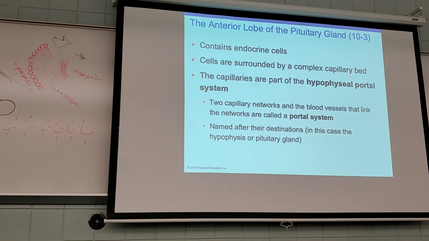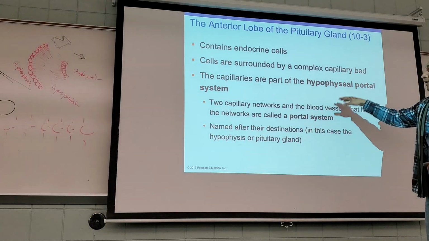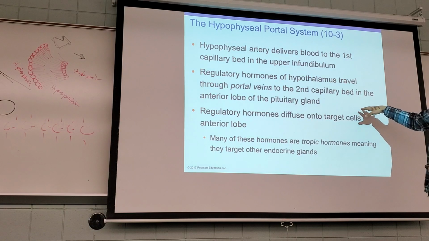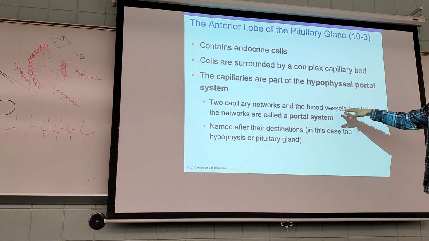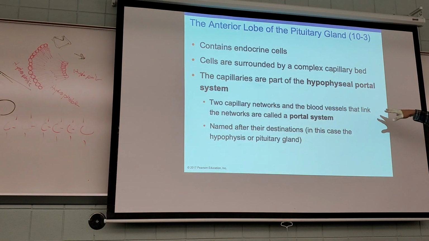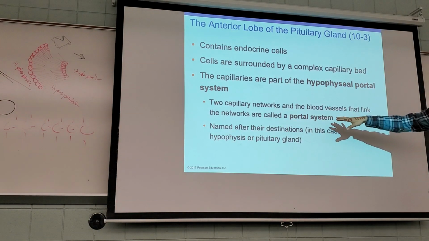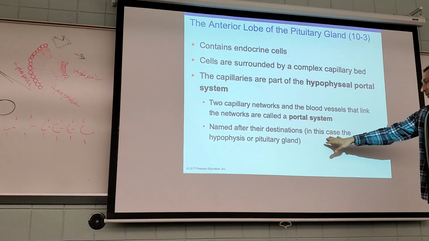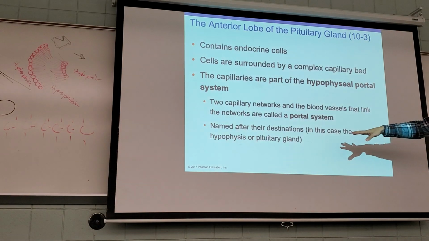Cells are surrounded by a complex capillary bed. The capillaries are part of the hypophyseal portal system. I'll show you that in just a second. Two capillary networks, and the blood vessels that link the networks are called a portal system, named after their destination. Okay.